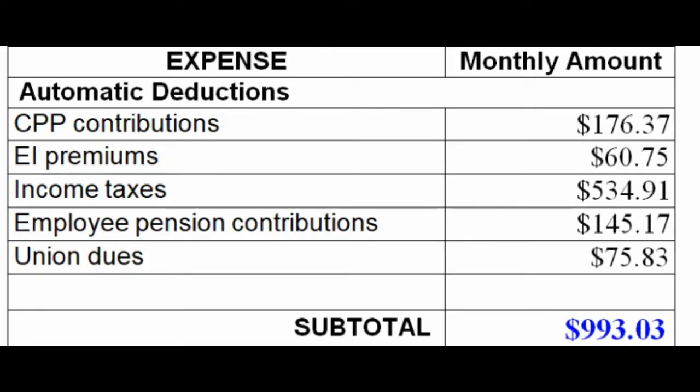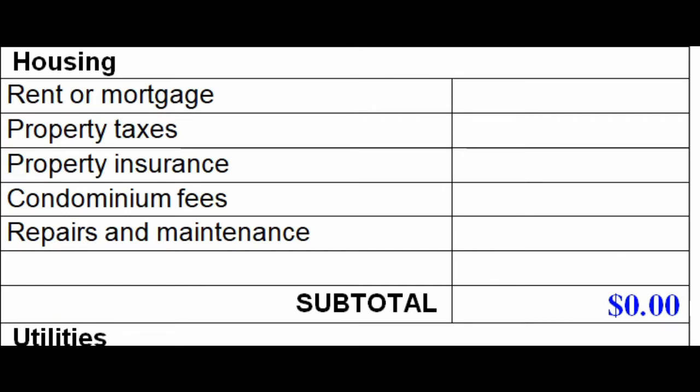Moving on to the next section, the first item is housing. So if you currently rent, you'll just be deleting the mortgage. If you currently have a mortgage, you'll be deleting the rent.